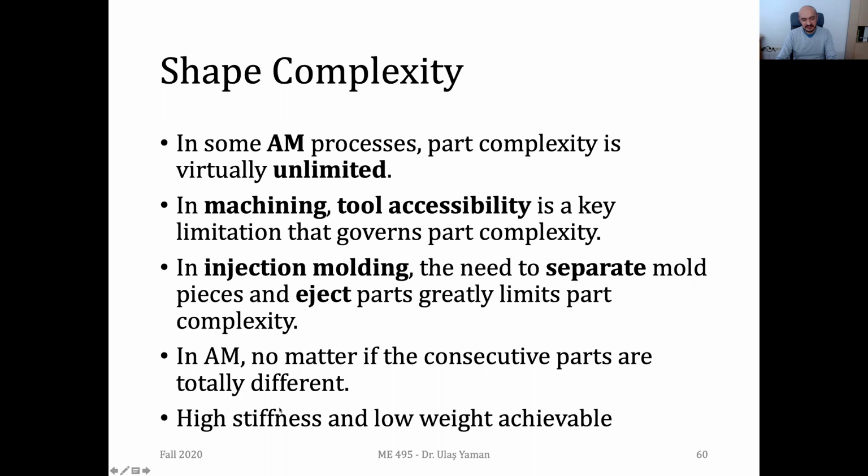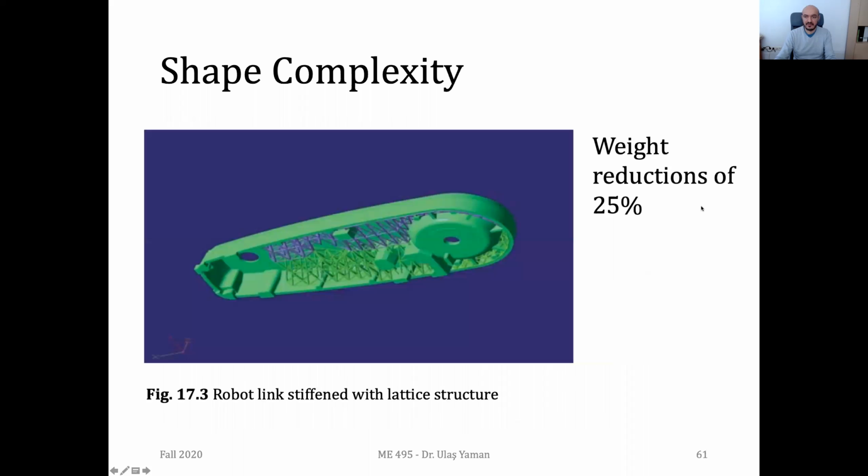And in additive manufacturing, again, you can have high stiffness and low weight. These are all possible. You can optimize your structures. You can have some very weird lattice structures. These will increase the stiffness, but also they will decrease your overall weight. Here's an example for that.